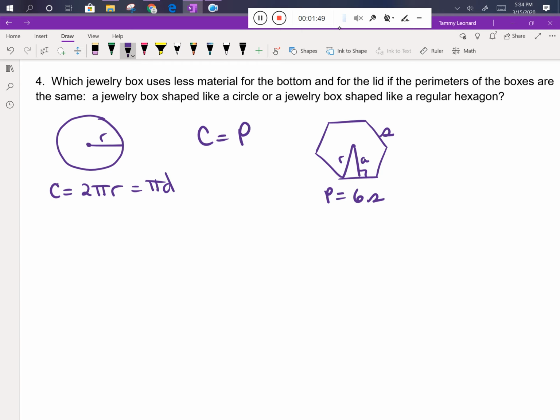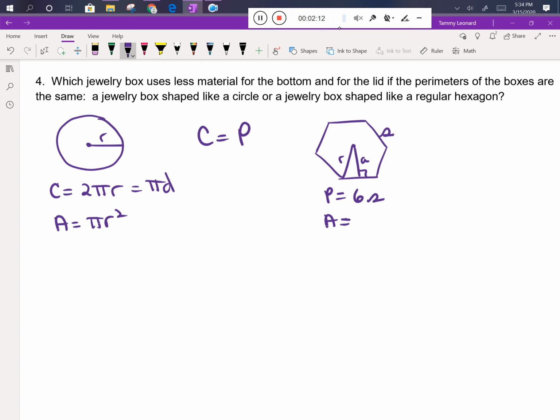And we need a way to figure out which one is going to use less material. Well, using material, that's an area formulation. So the area of a circle would be pi r squared. Now the area of a hexagon, depending on what you've learned in the past, there's kind of two different approaches that you might take here.